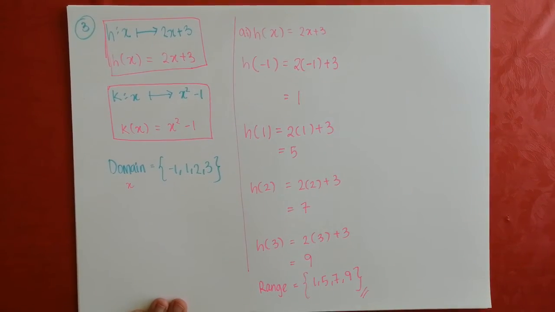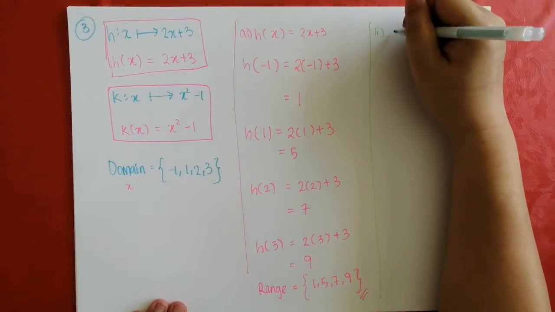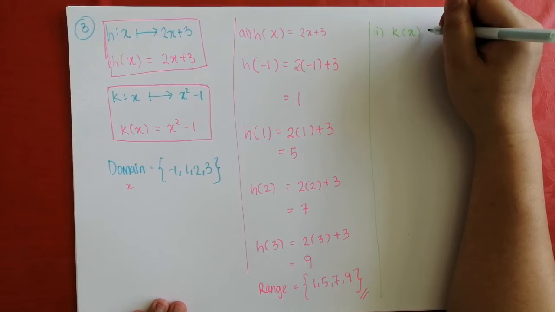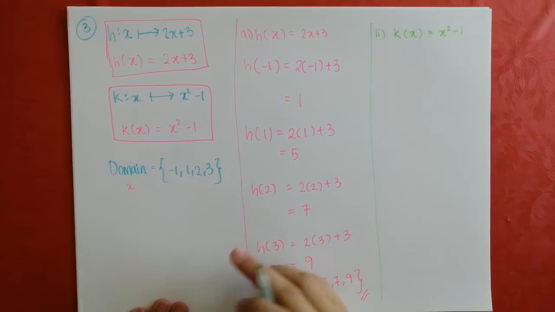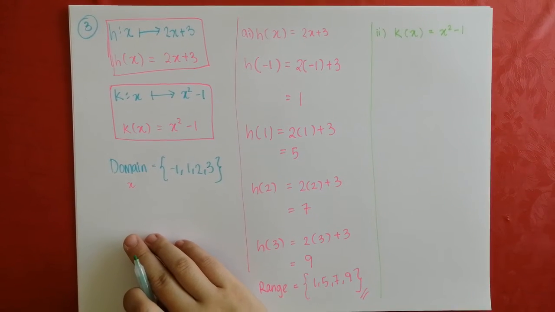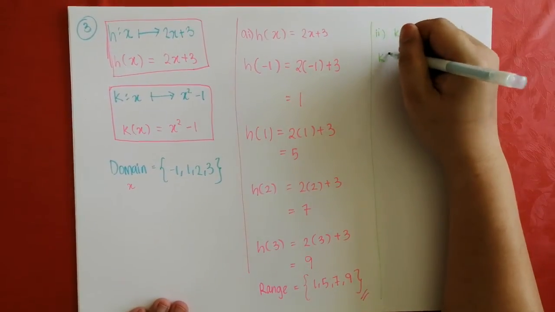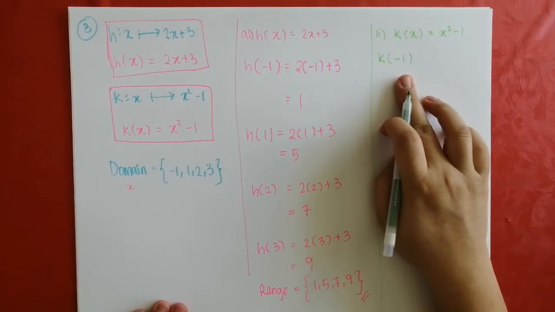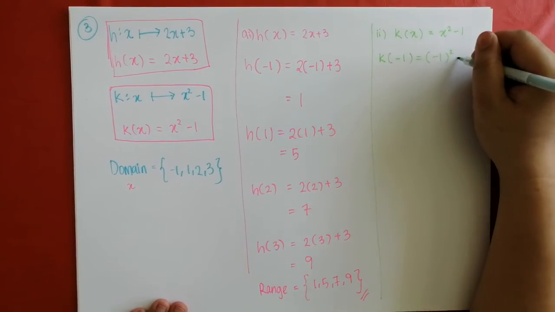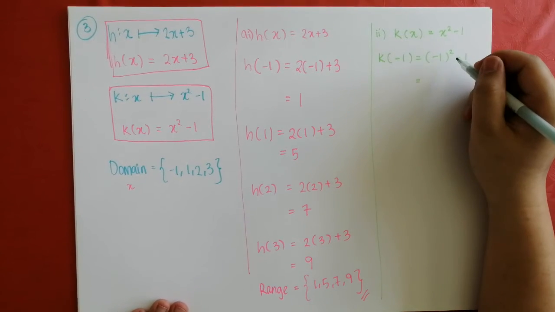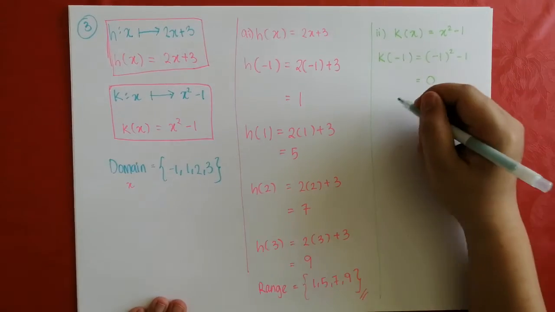Okay, A part 2, find the range of k. So we are doing the same thing for function k. We know that k of x is x squared minus 1. Using the same domain, because the question says the domain of h and k are the same, right? Negative 1, 1, 2, and 3. So find k of negative 1, which means that x equals to negative 1. So you have negative 1 square minus 1. Negative 1 square means negative 1 times negative 1, so it's a positive 1, minus 1, so it's a 0.